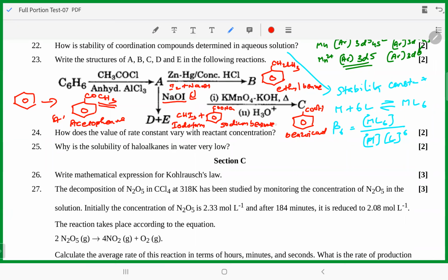Next, how does the value of rate constant vary with the reactant concentration? So rate constant is not affected by the reactant concentration. Okay, why is the solubility of haloalkane in water very low? What is the reason?